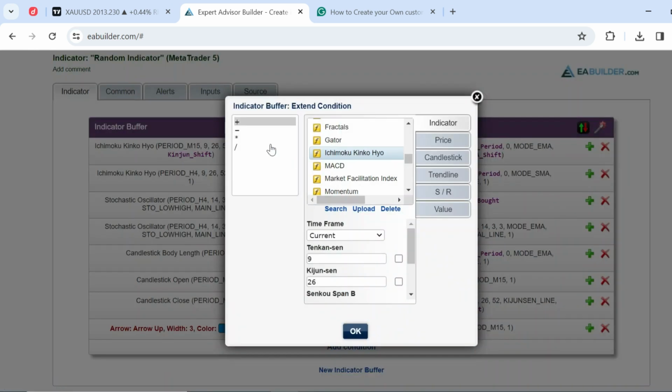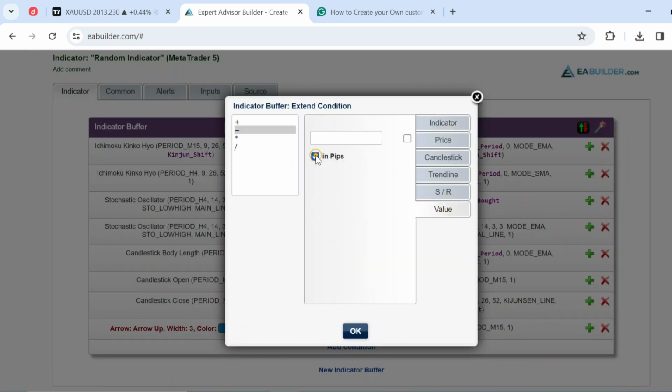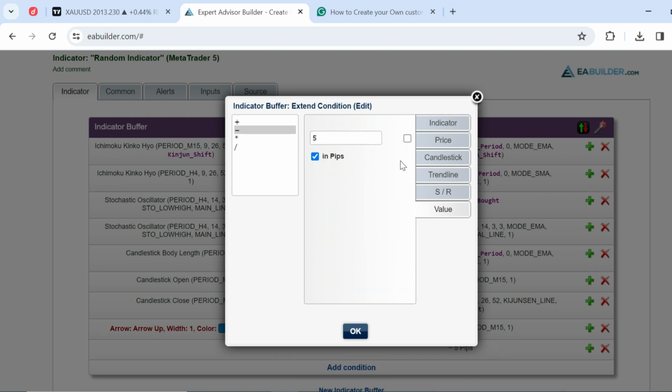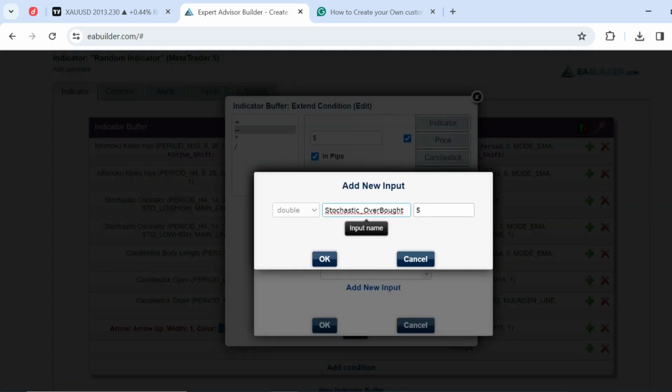Then select the minus sign. Then check the in pips box. Going to make this an input just in case the 5 pips below is a bit too far down. That way I can easily adjust it.